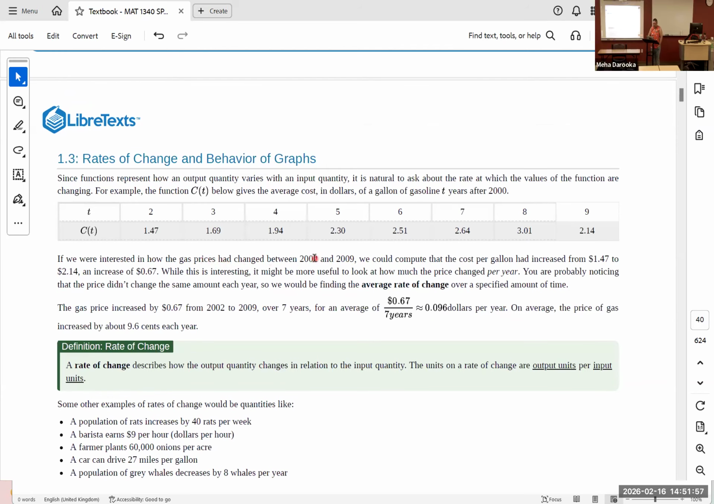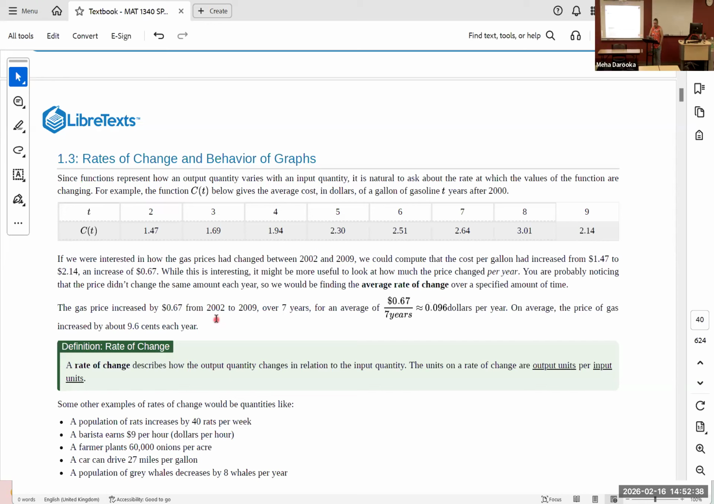So between the years 2002 to 2009, the price has increased from $1.47 to $2.14, and that's an increase of 67 cents. Now they are saying while this is interesting, it might be more useful to look at the price change every year. And you are noticing that the price change wasn't the same for each year. That's where we talk about the average rate of change, because year to year, the change is going to be different. But if we wanted a comprehensive rate of change, that is where we bring in the idea of an average rate of change for a specific amount of time.